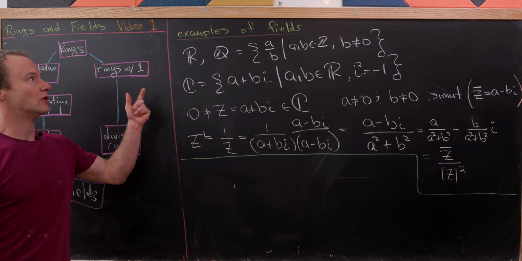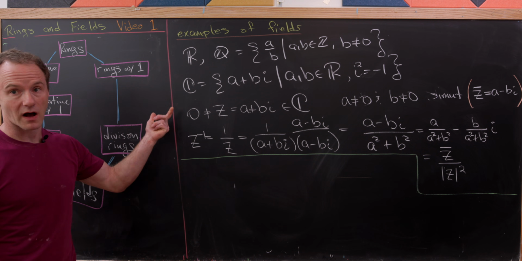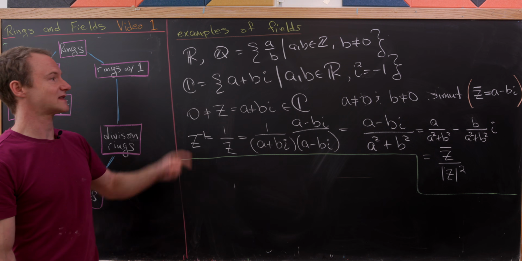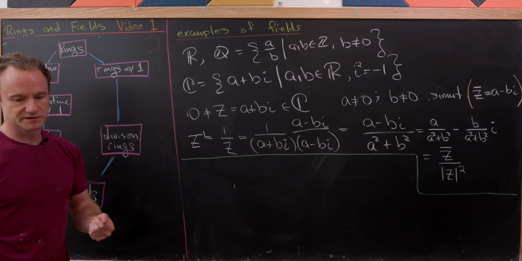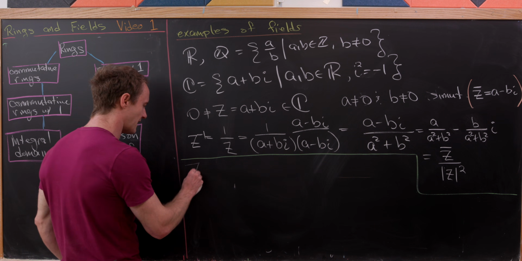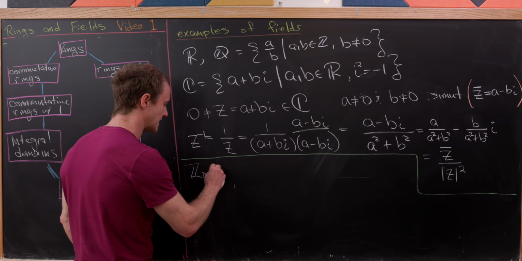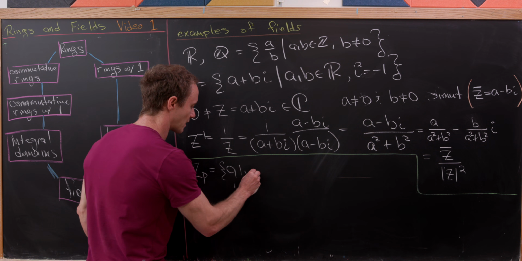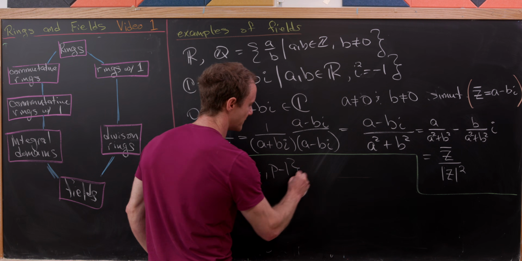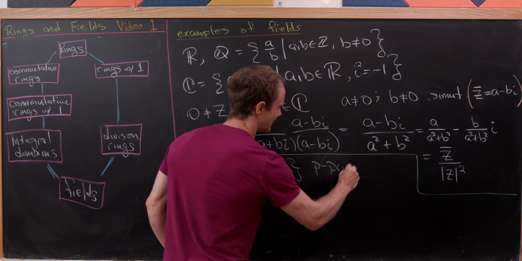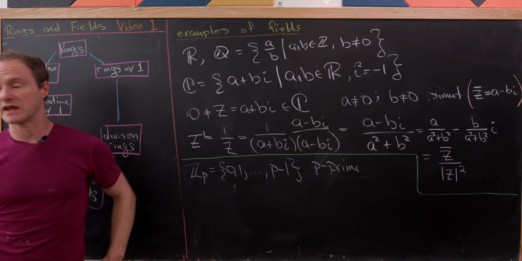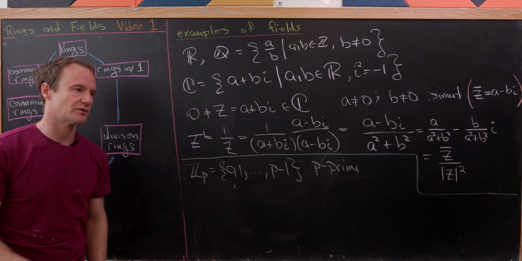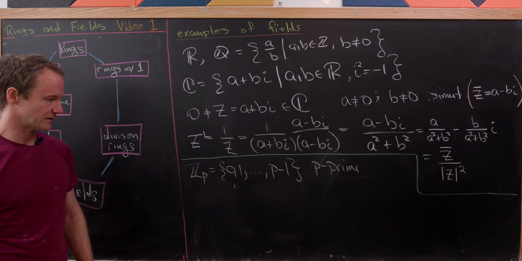Okay, so these are some fields that are probably familiar. R, Q, and slightly less familiar, but probably not too bad, the complex numbers. Now there's going to be one more, and that is Z mod P, where P is prime. So that, in fact, is a field. And it's a field with only finitely many elements. So it's our first example of what we would call a finite field.